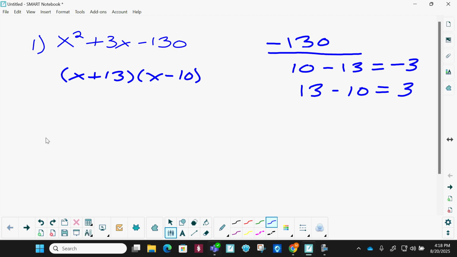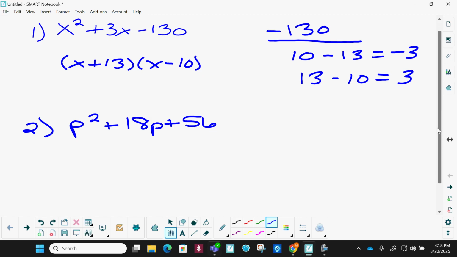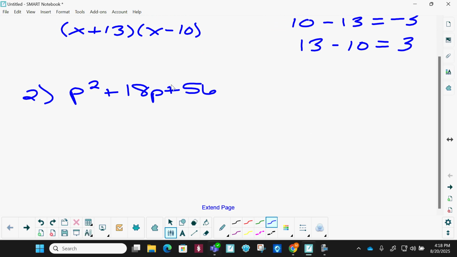So let's look at another one, number 2. P squared plus 18p plus 56. Okay, let me move this down. Okay, so again, nothing in the front. We have a 56. So what two numbers give me 56?